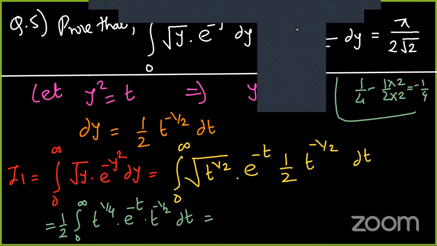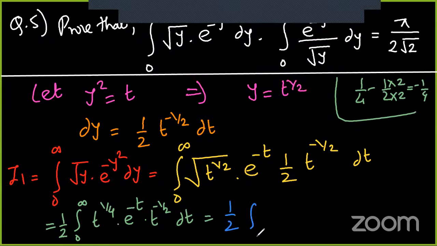So what is your answer here? It's 1 by 2, integral from 0 to infinity of e raised to minus t, t raised to minus 1 by 4 dt. Why minus 1 by 4? Because 1 by 4 minus half; if you don't have it, use a calculator, it's minus 1 by 4. Then you use the gamma function. I wrote beta function at the end by mistake, it's a gamma function. The formula I wrote is the gamma function.